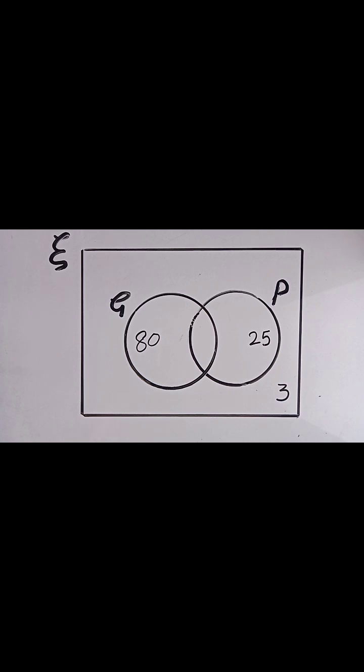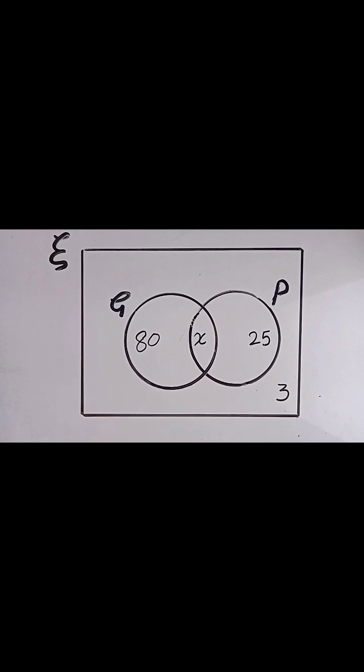What the situation is discussed in this question: 80 pupils out of 120 are the pupils who can play guitar only, and 25 can play piano only, and 3 are the pupils who can play neither. Over here, the overlapping area between the guitar players and the piano players, we represent it by some variable like x.